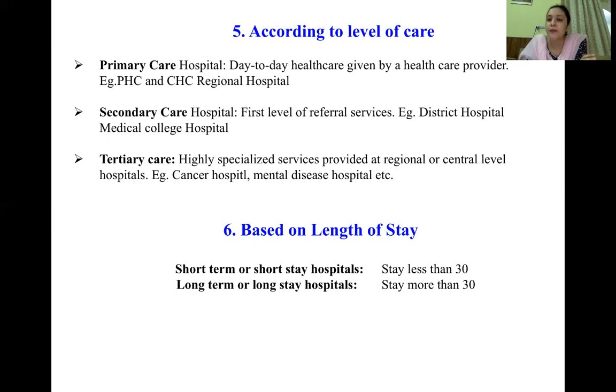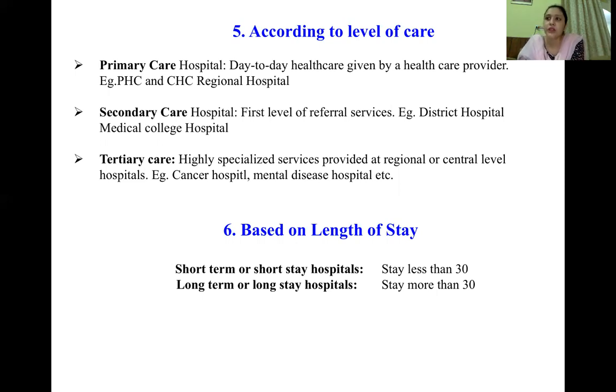So they basically provide basic health care. It is also generally regarded as the gateway to receiving more specialist care. For example, PHCs, CHCs, and regional hospitals come under this category. They are usually 50 to 200 bedded hospitals.